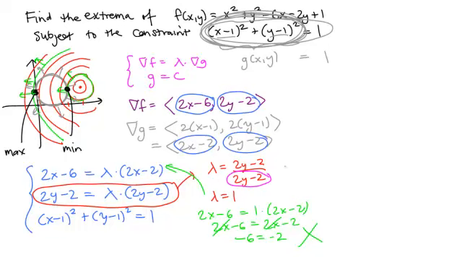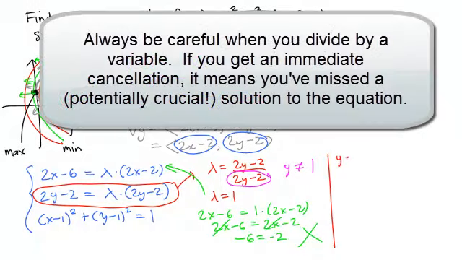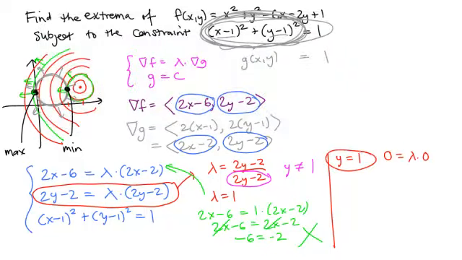This is true provided that y is not equal to 1. On the other hand, if y was equal to 1, then the second equation would be satisfied already, because the second equation boils down to 0 equals lambda times 0. So y equals 1 is a second solution to the second equation. The second equation just had two different solutions, lambda equals 1 or y equals 1.